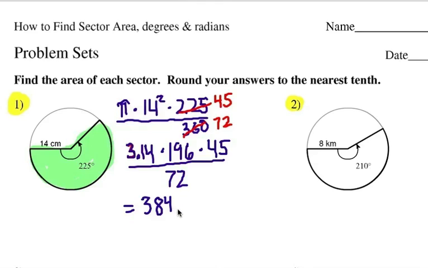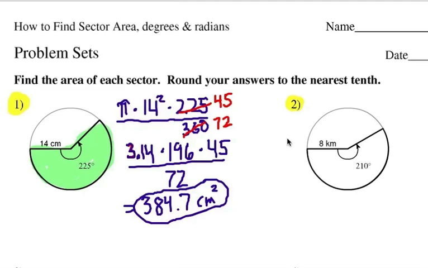Okay, we'll call it 384.7. Now that's after rounding, and I'm only using 2 decimal places for pi, but that would be centimeters, and we're talking about area, so it's centimeters squared. It's always going to be square units.